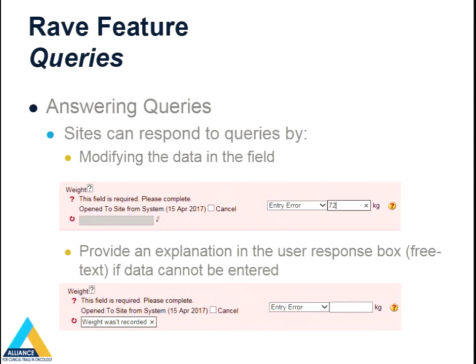So a good example is maybe a weight was recorded that was out of range. A query fires to tell them that this isn't what was expected, but maybe it was accurate. Maybe the patient was particularly small, and so even though that weight is unusual, it's accurate for the patient. They could simply put in a response, and that would go to the data manager for their review and approval.